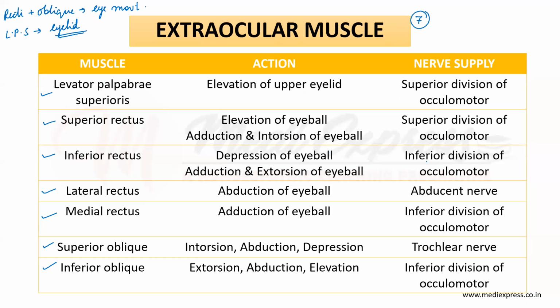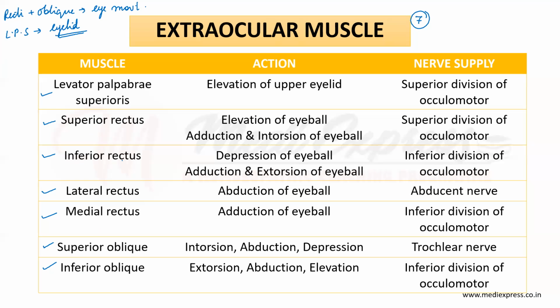Now remember, except for the superior oblique, and lateral rectus also, the rest are all supplied by the oculomotor nerve. Some are the superior division, some are the inferior division. The two muscles supplied by the superior division of the oculomotor nerve are levator palpebrae superioris and superior rectus. The other ones, inferior rectus, medial rectus, and inferior oblique, are supplied by the inferior division of the oculomotor.